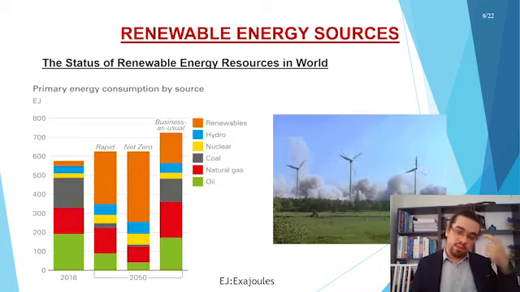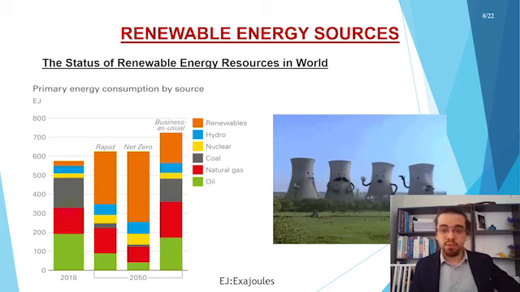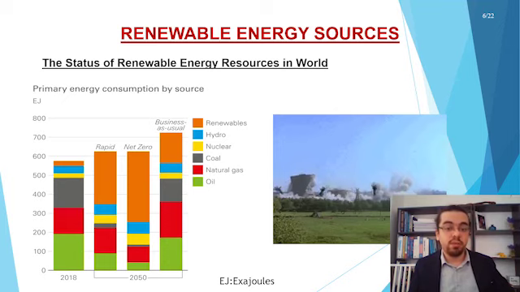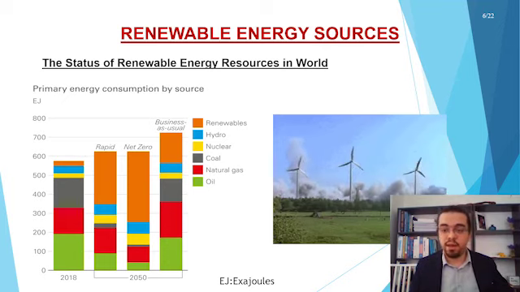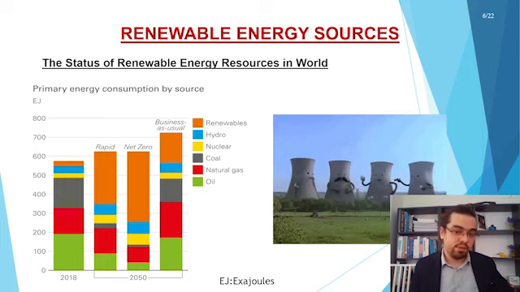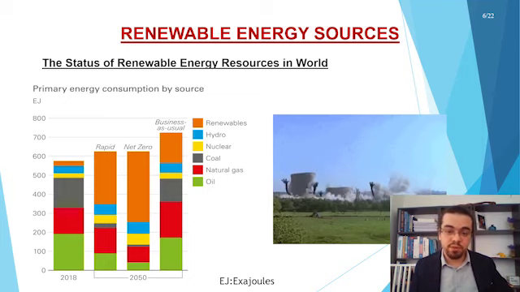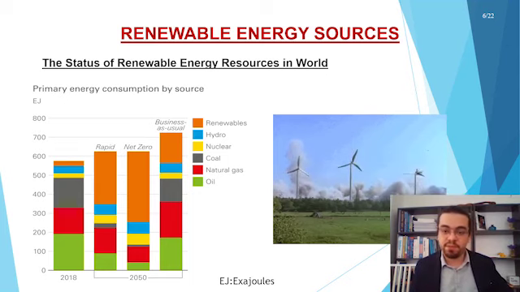If we look at the status of renewable energy resources in the world, there is about 200 exajoules of renewable energy resources consumption in 2018. However, according to a report prepared by BP, there are three different scenarios created by the European Union until 2050. The first scenario is business as usual. This scenario shows what will happen if the situation in recent years continues.